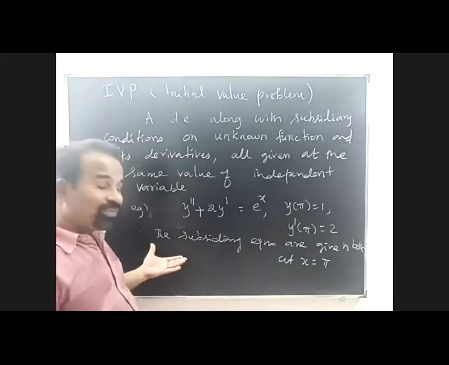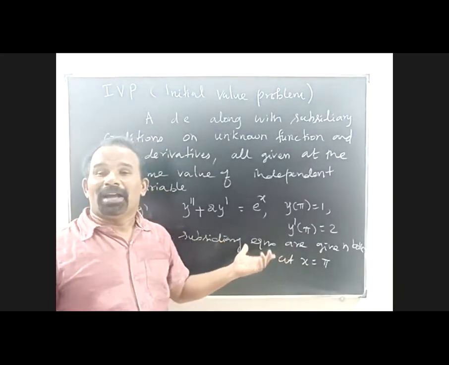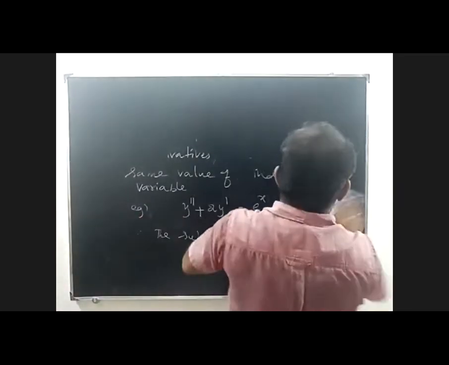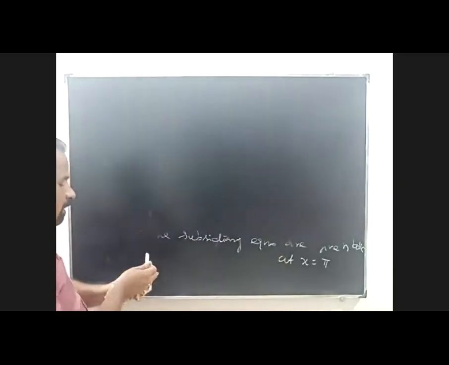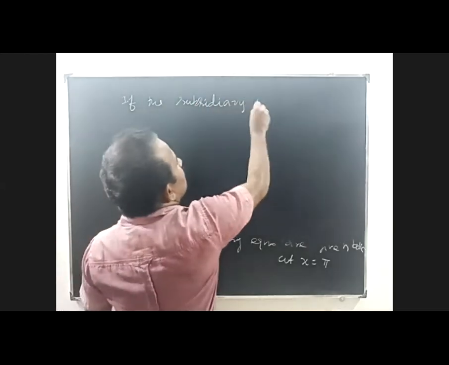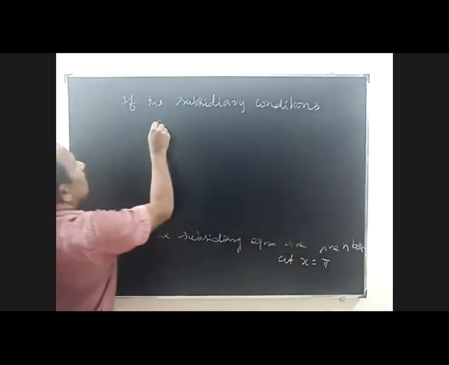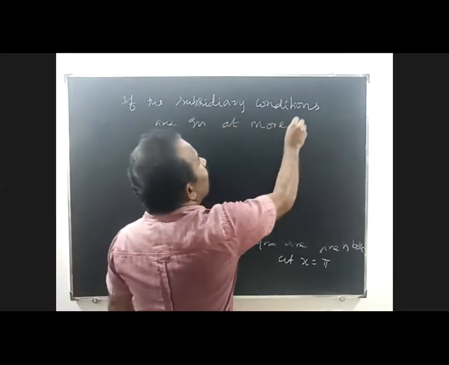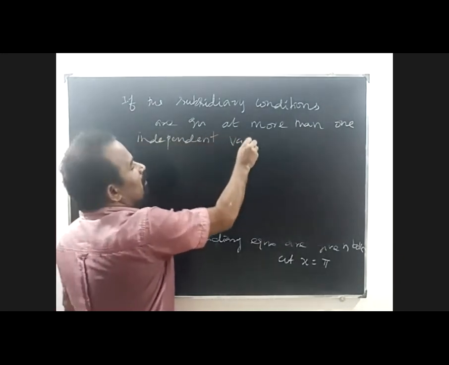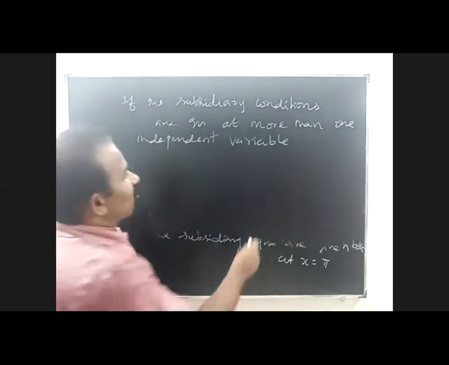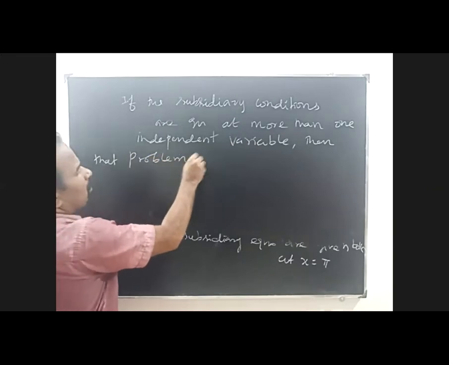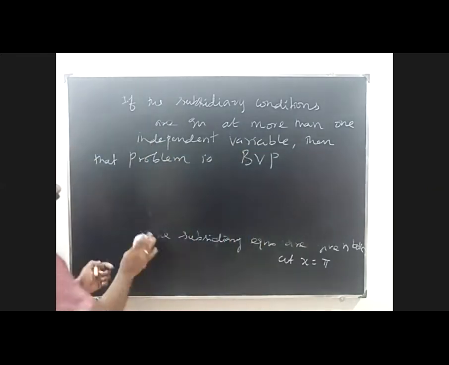what is boundary value problem? The same thing. If the subsidiary conditions are given at more than one independent variable value, okay, then the problem is called boundary value problem.